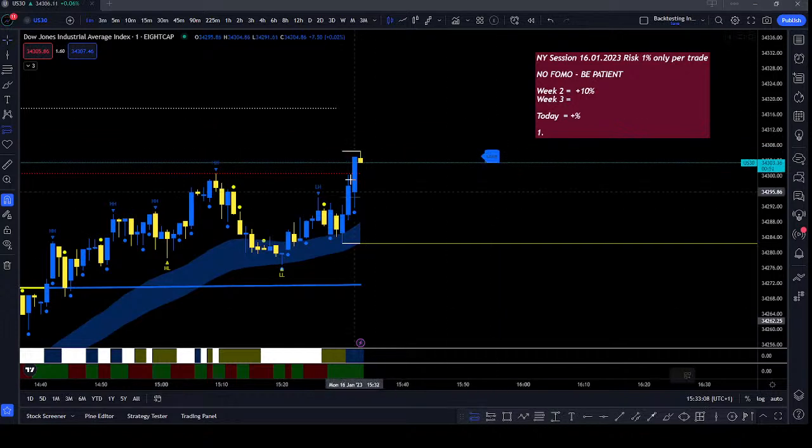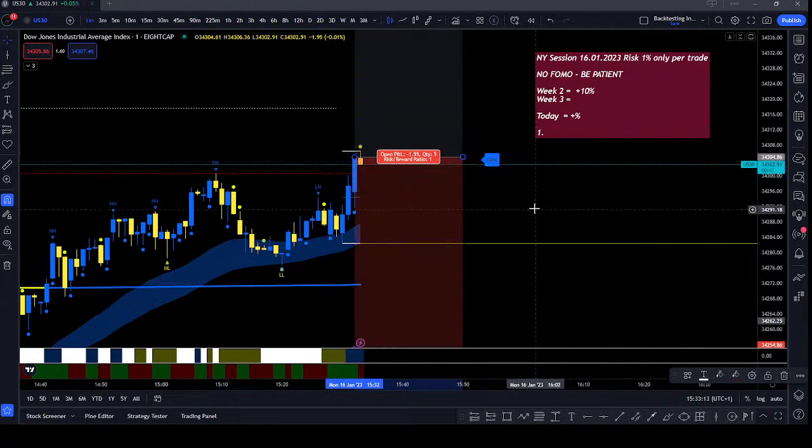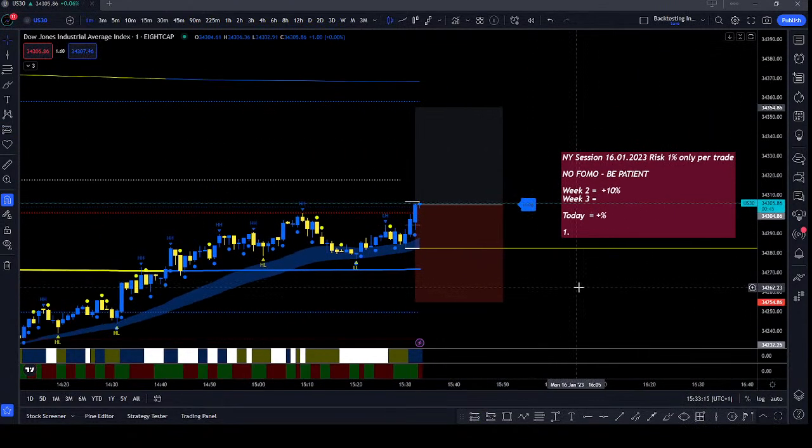I'm in this trade right now for 50 points. The market has not moved a lot, so we will just wait.